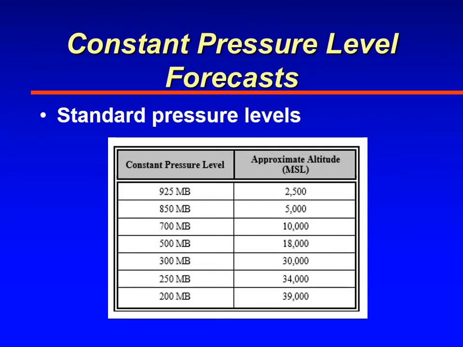If you've already forgotten the standard levels for pressure surfaces in our atmosphere, they start in the lowest layers of the atmosphere at 925 millibars, and they go all the way up to 200 millibars. Actually, the models do forecast above 200 millibars, and they also plot surface features at the Earth's surface. But these are the standard levels that meteorologists typically look at.